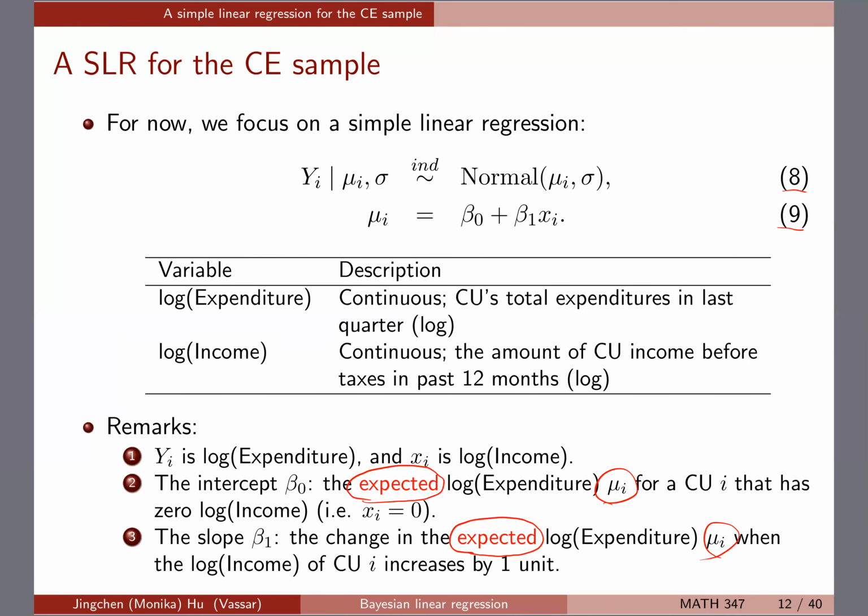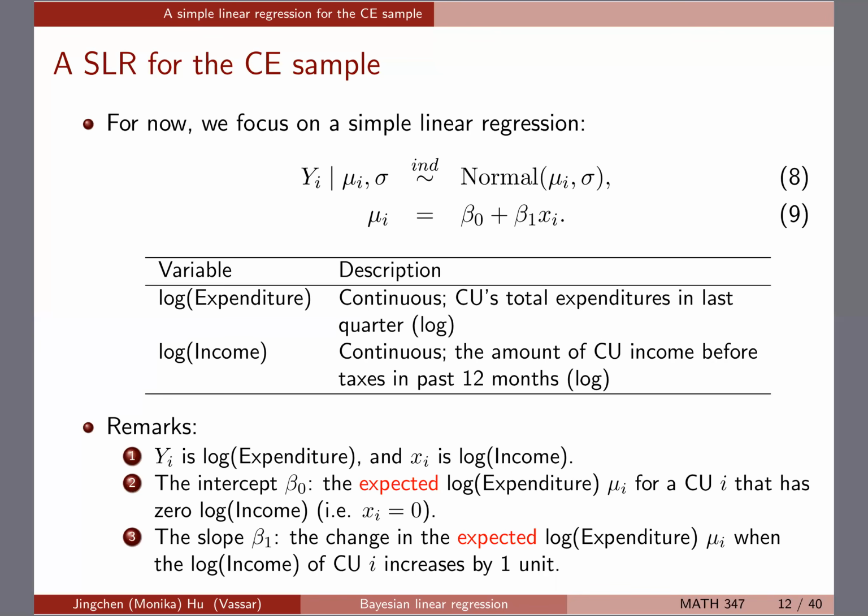All right, and then for the slope, well, if your log income increases by 1 unit, that means, because this is a natural log, right? So log increases by 1 unit, you can think of it as the income increasing by about 2.78 US dollars. Then beta 1 tells you the change in the expected log expenditure. Okay? So that's what it means.